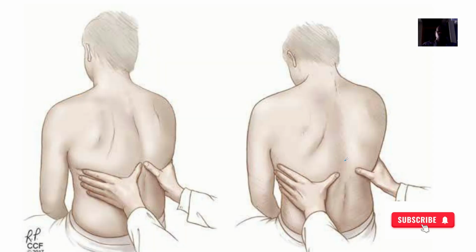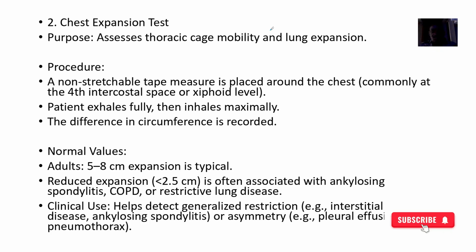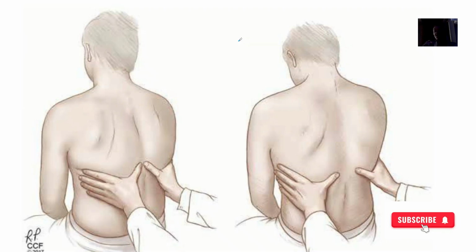Okay, then chest expansion test. You can see how you put your hand at the back of the patient, so as they are breathing you are trying to look at how it is expanding and coming. So they use it to assess thoracic cage mobility and lung expansion. So procedure is a non-stretch, okay, but you can use a tape, you can use your hand too. This is a skill, right? You can use a tape, you can use your hand.